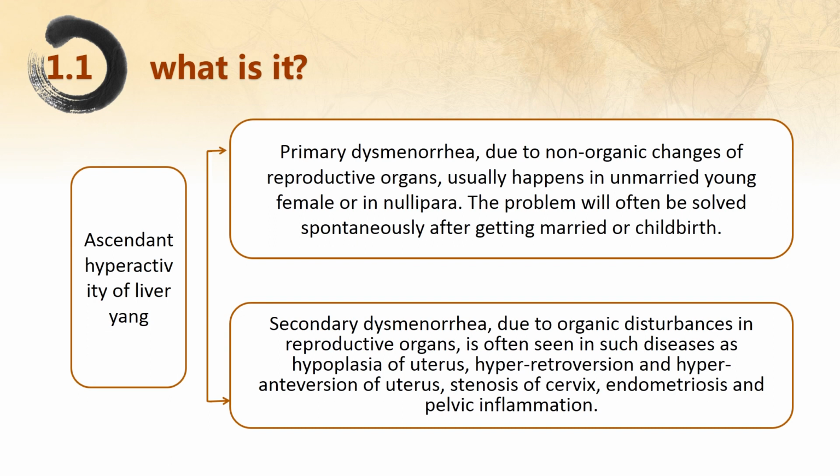Secondary dysmenorrhea, due to organic disturbance in reproductive organs, is often seen in such diseases as hypoplasia of uterus, hyperretroversion and hyperanteversion of uterus, stenosis of cervix, endometriosis and pelvic inflammation.